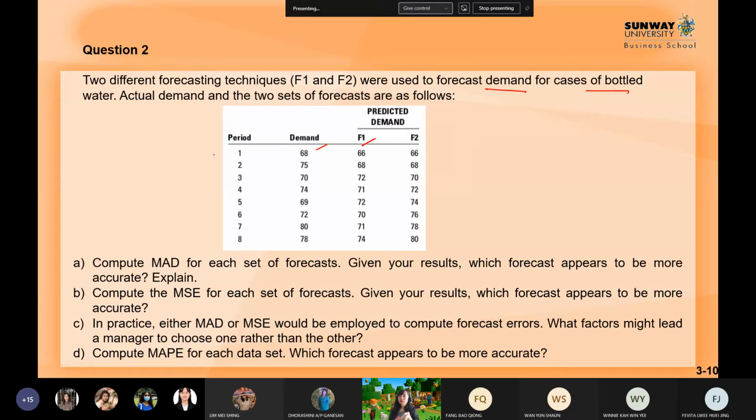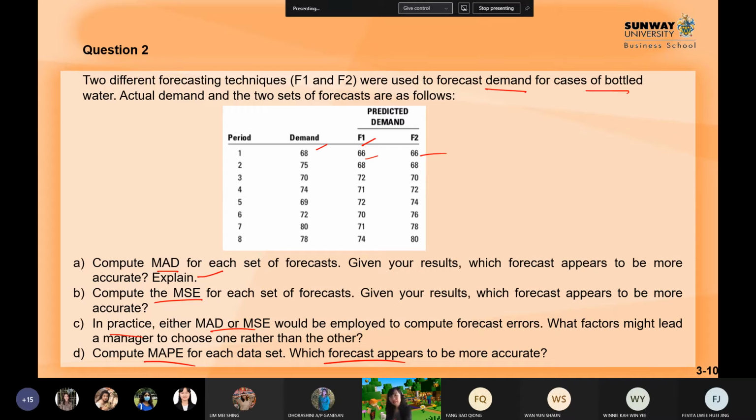So what does the question need? You calculate the MAD based on the forecast and check whether forecast 1 or forecast 2 is more accurate, and then you explain. Then MSE, which forecast is more accurate? And then question C, MAD or MSE, which one is better? Why? How do you advise the manager to choose which method? And you compute the percentage error from this data set. And which forecast appears to be more accurate?